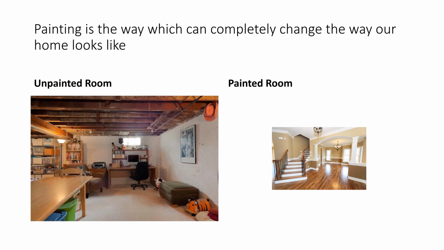Painting is the way which can completely change the way our home looks. For example, you can see a picture of an unpainted room and a painted room, and you can very well see that both the pictures have a very big difference in appearance and attractiveness.